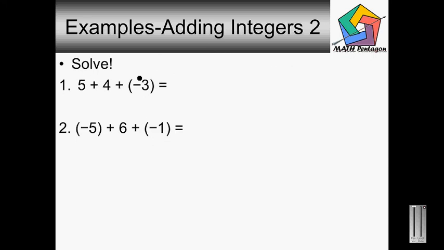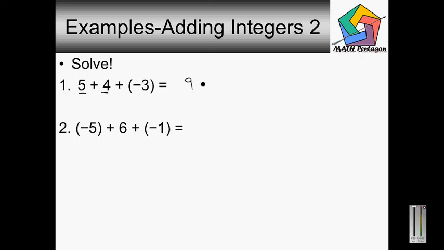Okay, we have a different scenario where we have 3 integers added together. But here we first want to look for similar integers. We first add the similar integers, like 5 plus 4 here in this problem. So we add these up first. So we have 5 plus 4 is 9.